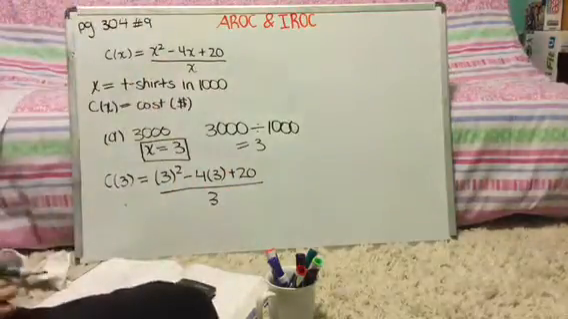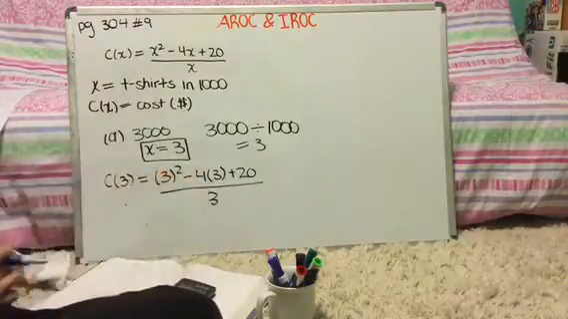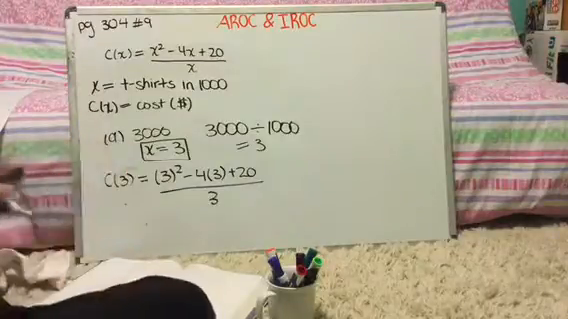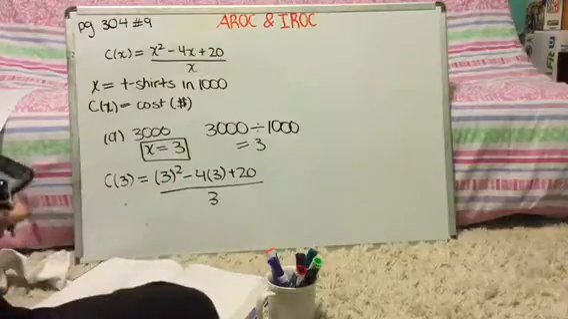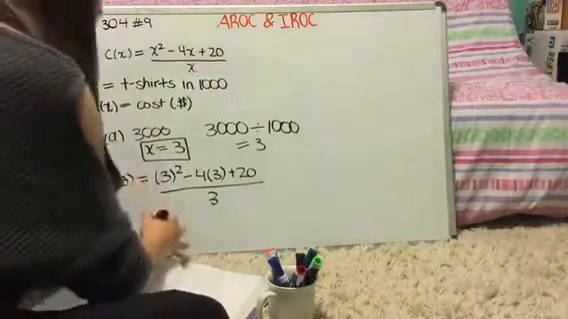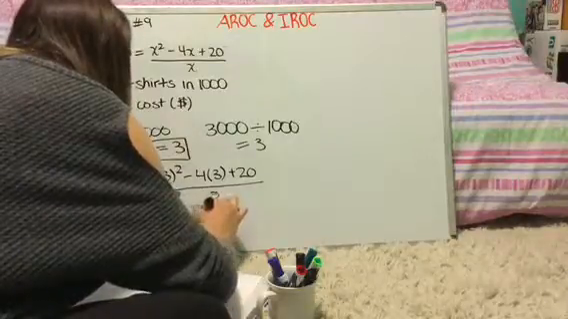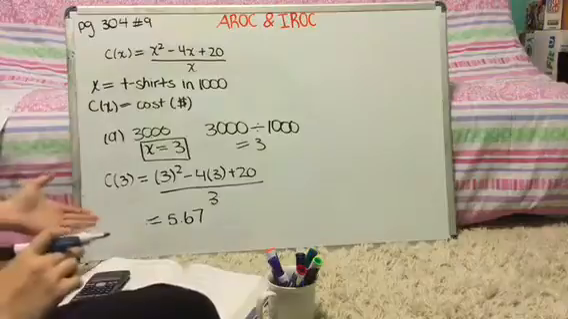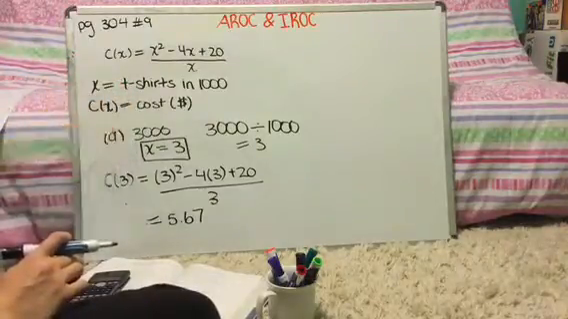It is important to remember that you must add brackets where they are needed. This will help when figuring out your order of operations on your calculator to get the exact value. Once you plug it in, you will get the final answer of 5.67. This is your current value of C of x at 3,000 pairs.